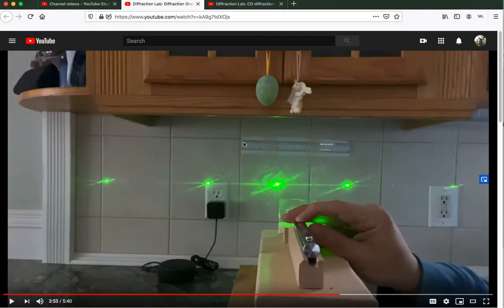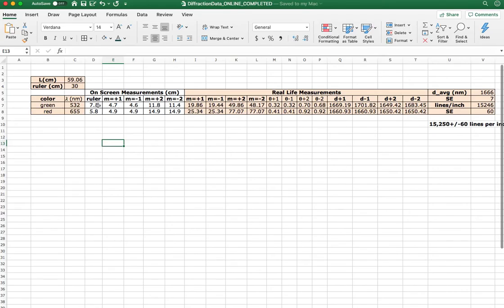So this on my screen was 7.1 centimeters. You'll need to plug in your value, and this distance was 4.7 centimeters. Once you plug all of these in, everything else will be calculated for you. So all of these other digits will be calculated for you. So we go from the on-screen measurements to the real-life measurements. So if this was 4.7 centimeters on my screen, what was it in real life?